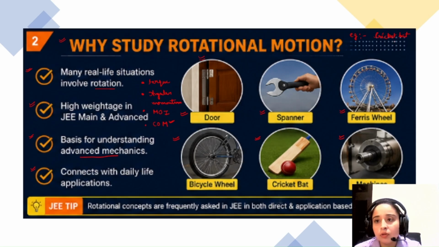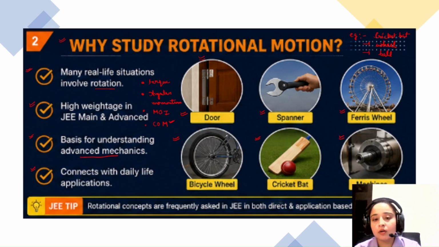You need to comment down. Okay, cricket bat. Second is, let's say, bicycle wheel. Okay, and third, I'll give you another example, ball. Okay, so you need to tell me which one is translatory motion or which one is rotatory motion.